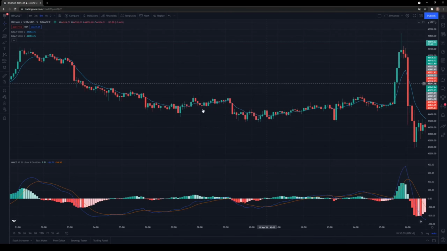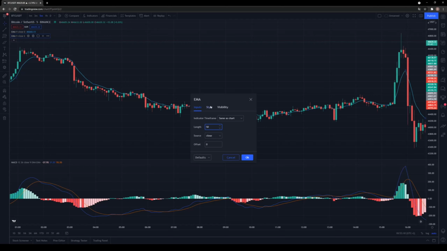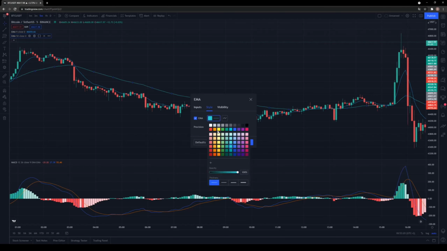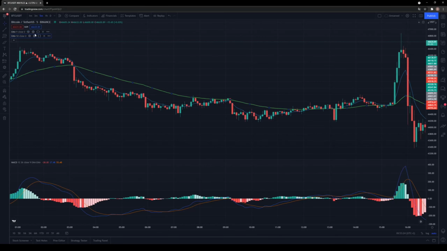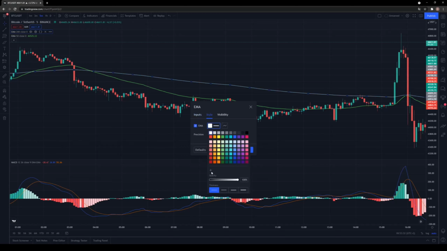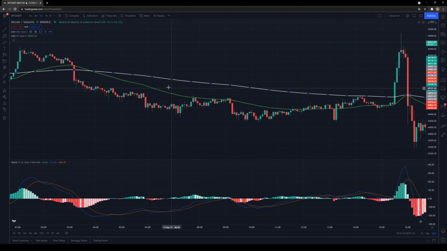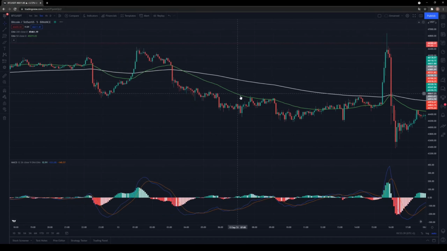Okay, so when we added these, we want to change the EMA to two different values. One EMA, make it 50. Make the 50, I don't know, green or something. Doesn't really matter. And the other one, default is 9. We're gonna change it to 200. And make that one white. So the green one is the 50 EMA. The white one is the 200 EMA.